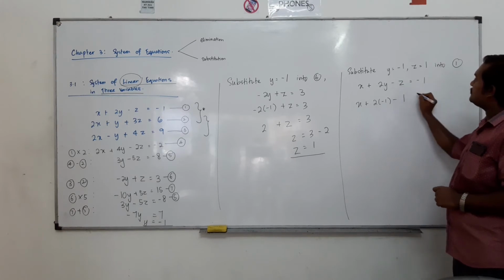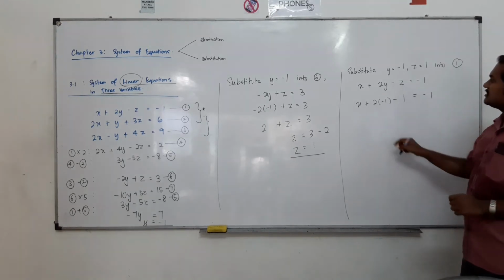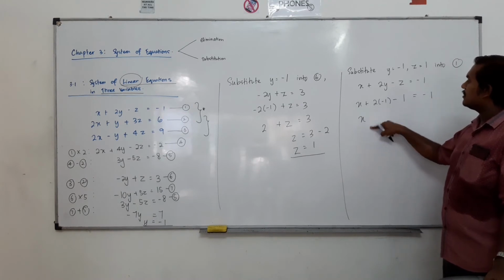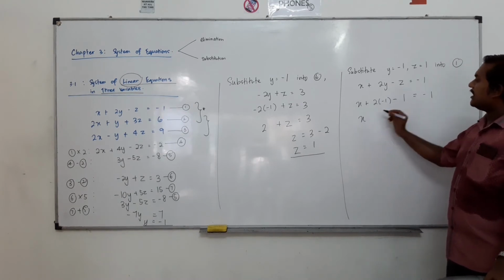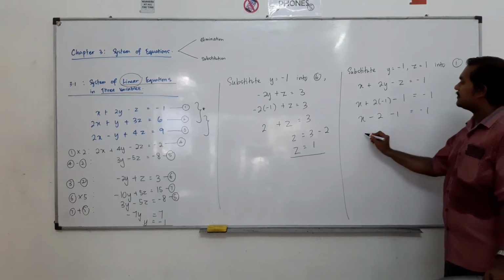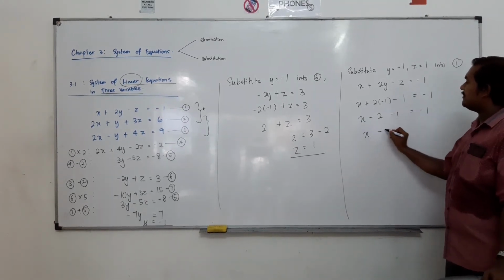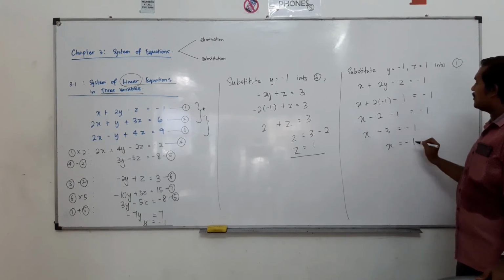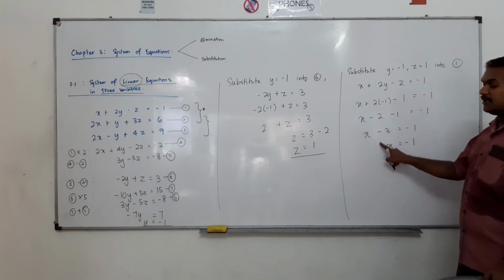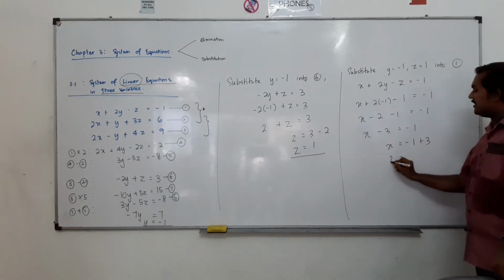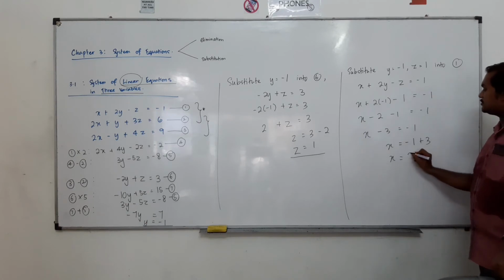So you can substitute z as 1 here. So positive 2 multiply negative 1 will be negative 2 minus 1 equals to negative 1. Negative 2 and negative 1 will be negative 3 equals to negative 1, and negative 3 shifted to the other side will be positive 3. So finally your x will be 2.